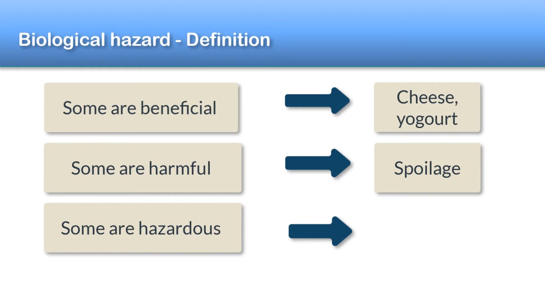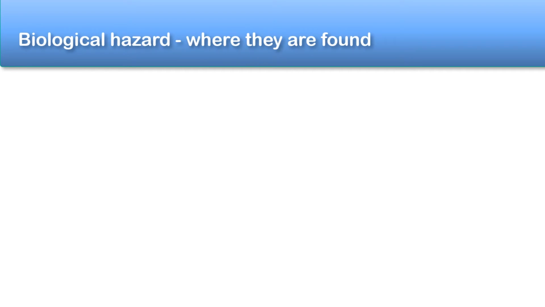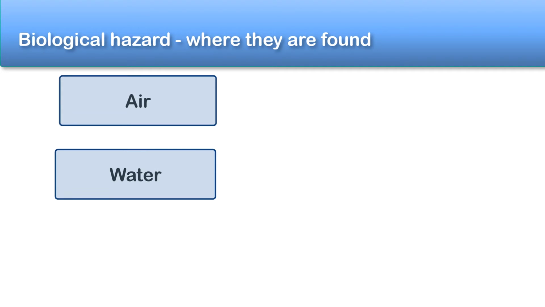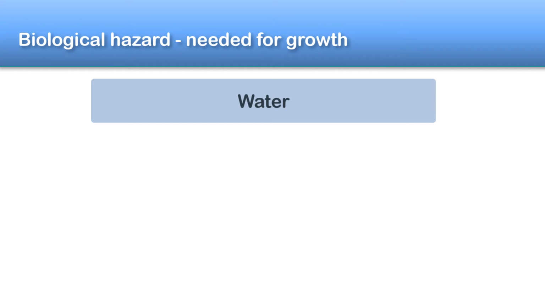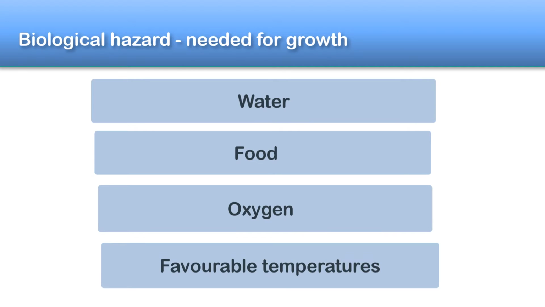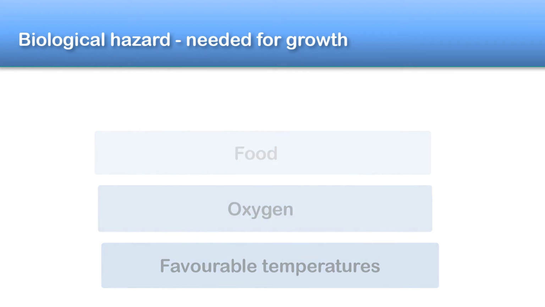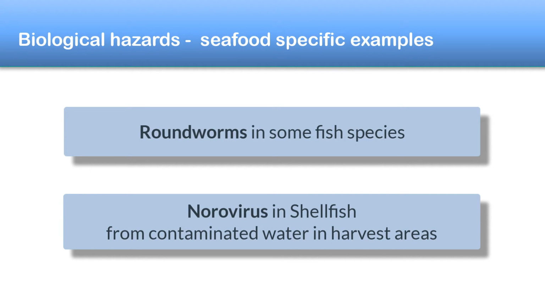Some microorganisms do cause illness when eaten, such as Salmonella, E. coli, or Listeria monocytogenes. And some microorganisms produce harmful toxins which can cause illness when eaten, such as Staphylococcus aureus and Clostridium botulinum. Cooking does not destroy all toxins. Microorganisms can be present anywhere, for example in air, water, raw materials, floors, walls, the food handler, dirty equipment. Most microorganisms require water, food, oxygen, and favorable temperatures to grow, so food processing facilities often provide a perfect environment for growth. There are biological hazards specific to seafood. These can include parasite roundworms in some fish, or norovirus contamination in shellfish due to water quality issues in harvesting areas.